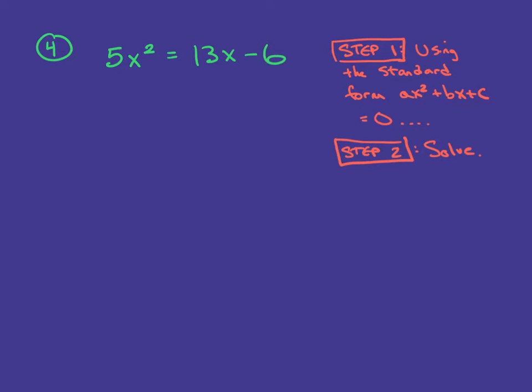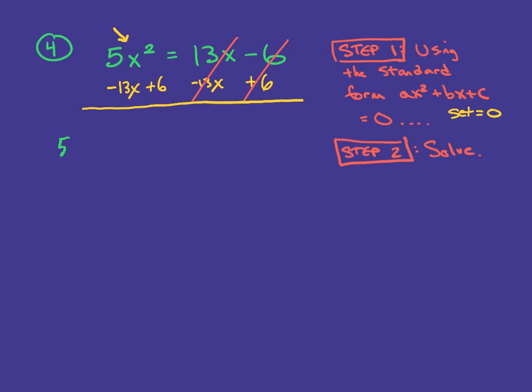So first we're going to set it equal to 0. So we're going to subtract 13x. And by the way, you're going to want to move everything to the x squared side. So if the x squared is on the left, we'll move the 13x over. We'll move the negative 6 over. So subtract 13x. And then in order to move the negative 6 over, we're going to add it. So on the right, 13x minus 13x, negative 6 plus 6 cancels out. Make sure you do that on both sides, adding 6.